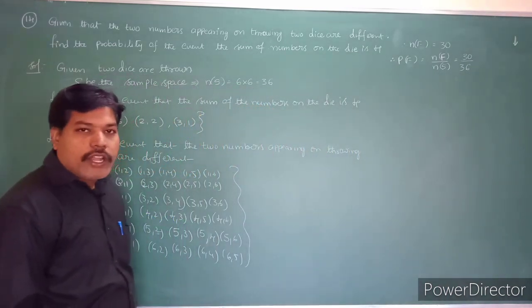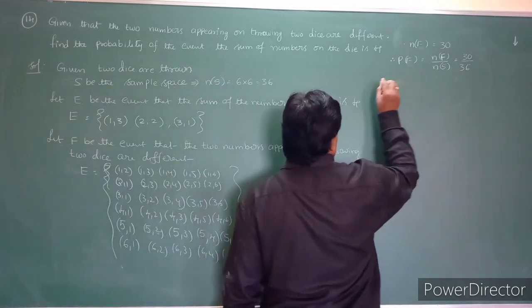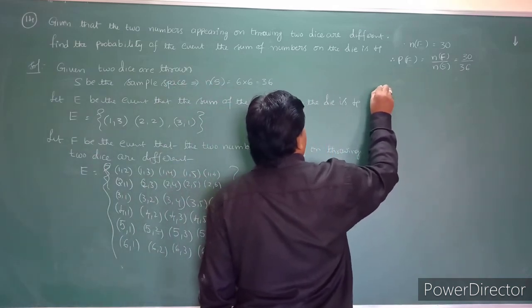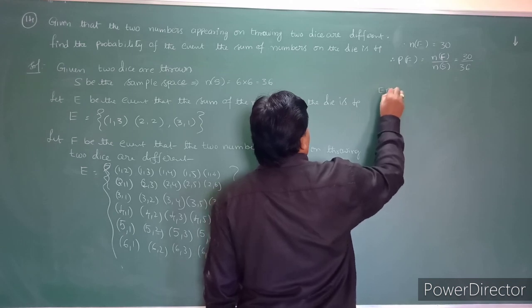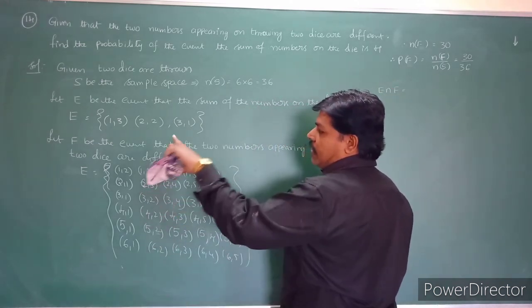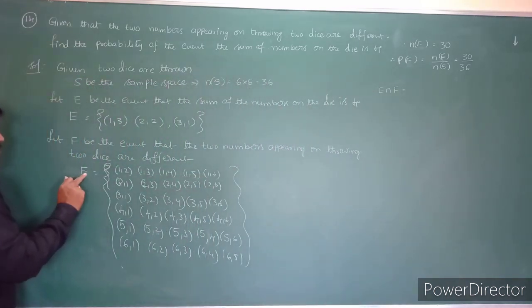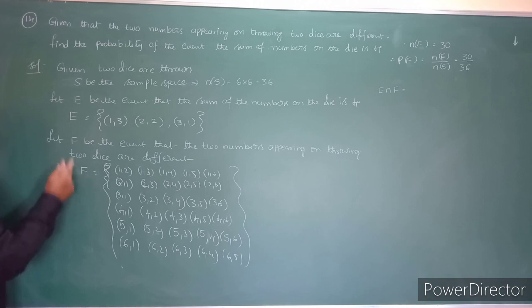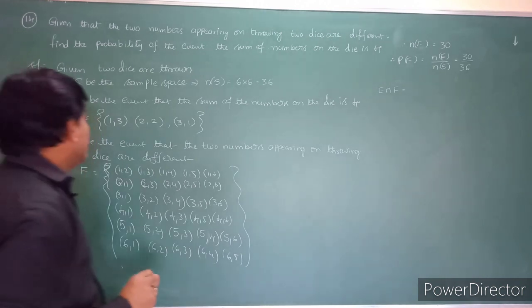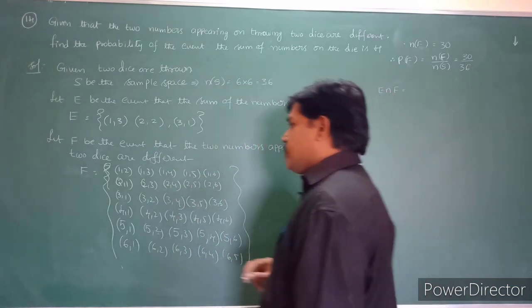Next, what you have to take is n of E intersection F. Sorry, you have to change this one. It is F, it is E and it is F, not E. So E intersection F is equal to, what is E intersection F? What is that number?